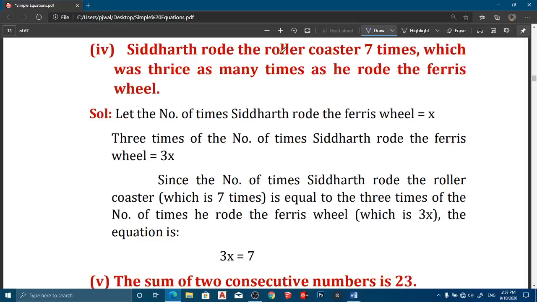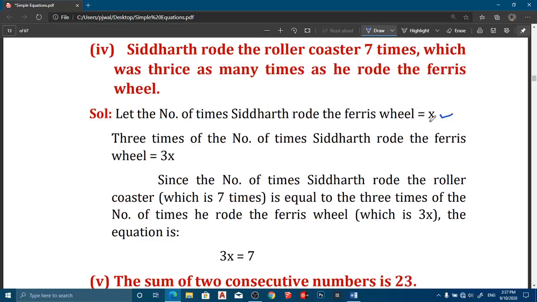How many times he rode the roller coaster? 7 times. This 7 is equivalent to what is given, which was thrice as many times as he rode the Ferris wheel. But we don't know how many times Siddharth rode the Ferris wheel. Let it be taken as x. The number of times Siddharth rode the Ferris wheel, we can take it as x.